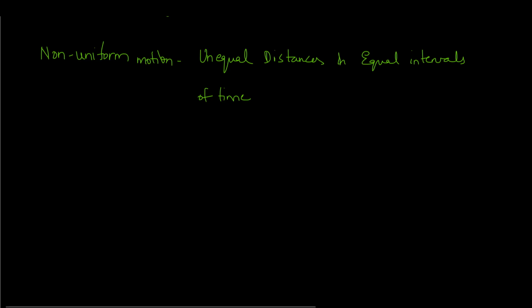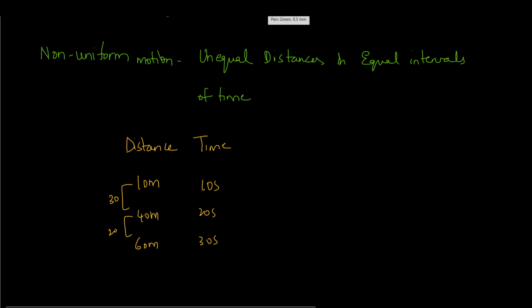if we consider distance and time, here the unequal distances are 10 meter, 40 meter, 60 meter. So here the difference is changing. Here the difference is 30 meter and here the difference is 20 meter. So these are unequal distances. And time is given at equal intervals, so 10 second, 20 second and 30 second. Now if we plot the graph for these, it will look something like this.